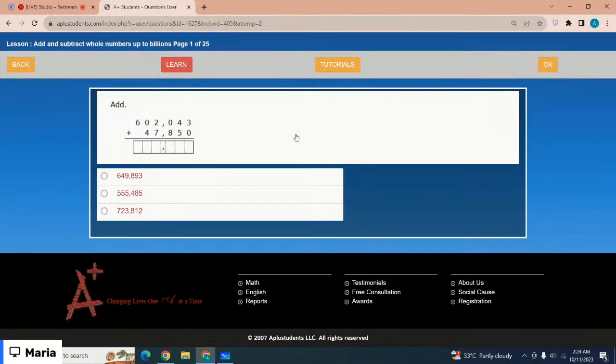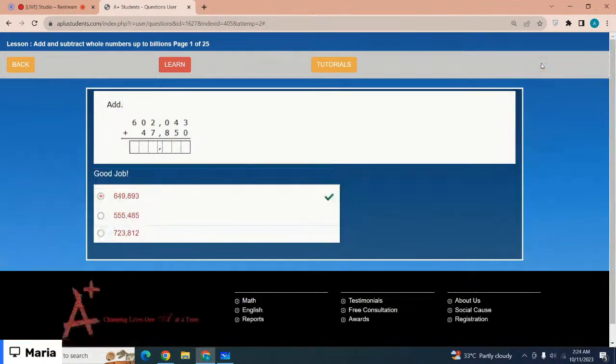Okay, the first one is 602,043 plus 47,850. You have to add. So which is the correct option? One, two, three. Very good. That would be A. 3 plus 0 is 3, 5 plus 4 is 9, 8 plus 0 is 8, 7 plus 2 is 9, 4 plus 0 is 4, and 6. That would be option number 1 is the correct option. Very good.